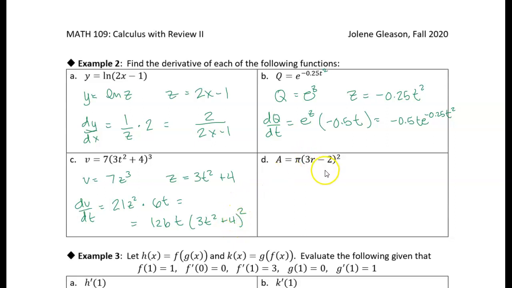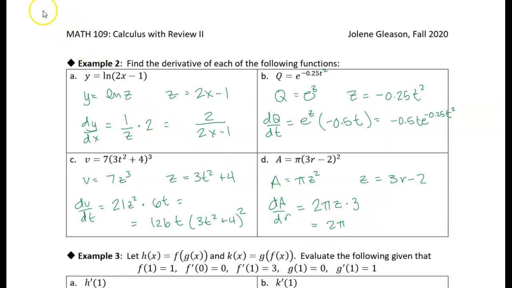So let's take a look at this last one. We call A pi z squared, where z is the inside function, which is 3r minus 2. If I want dA/dr, then I need to take the derivative of the outside function, which is going to be 2 pi z. And then I need to multiply it times the derivative of the inside function, which is going to give me just 3. Now I need to replace z.